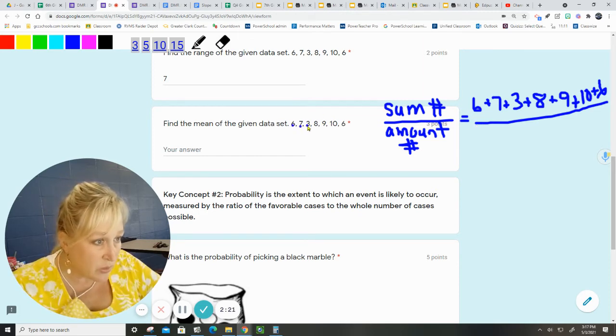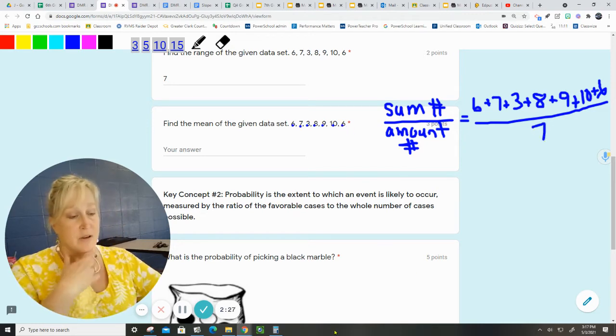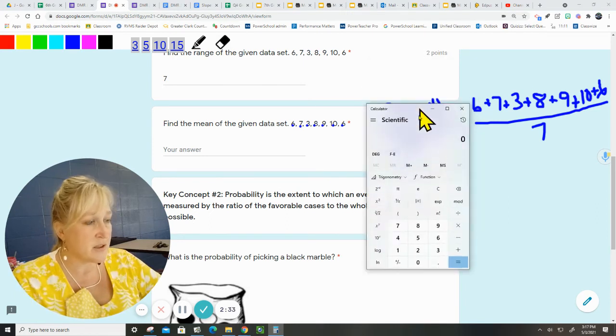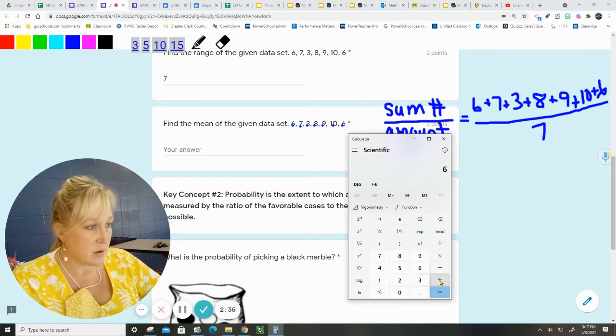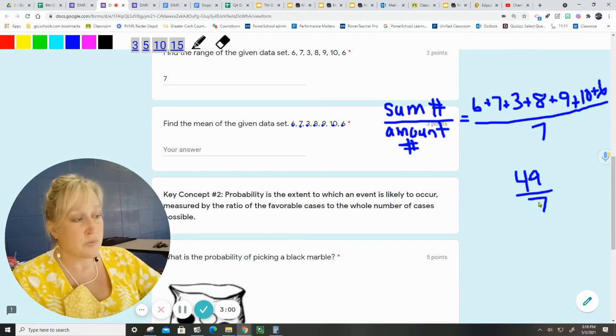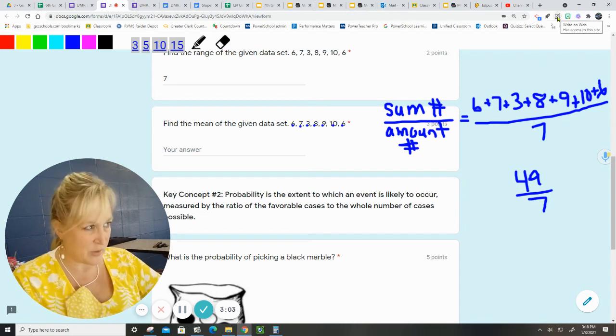Well, 1, 2, 3, 4, 5, 6, 7. That's the amount of numbers that I have. I'm going to grab my calculator because I don't want to make a mistake. I'm going to add those numbers. 6 plus 7 plus 3 plus 8 plus 9 plus 10 plus 6 equals 49. So 49 is the total of all those numbers divided by 7. Well, 49 divided by 7 is 7, and I know that without a calculator.